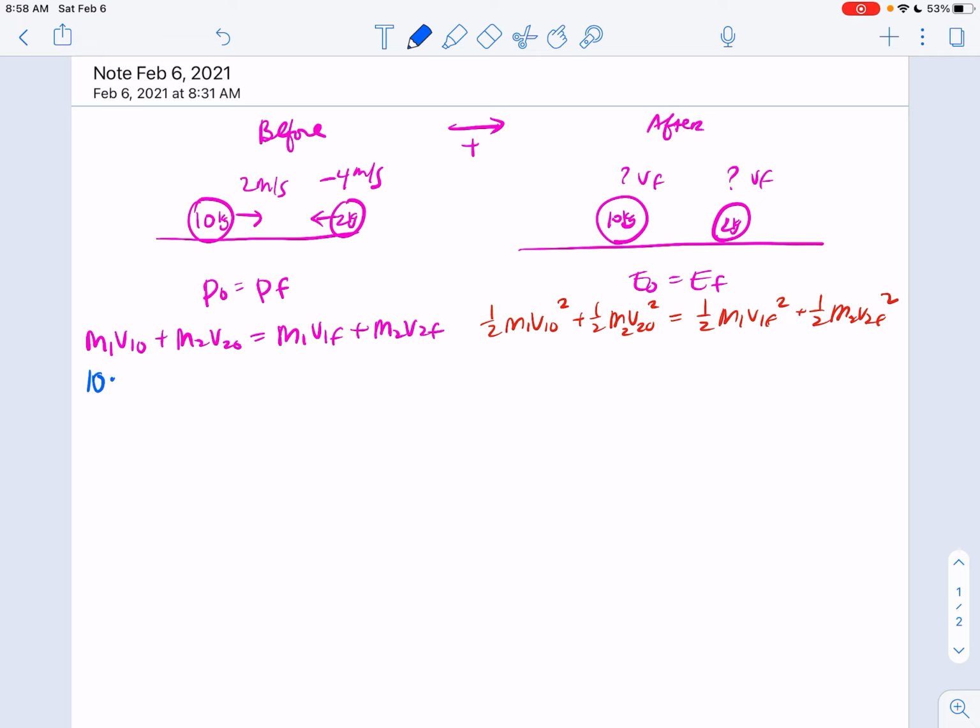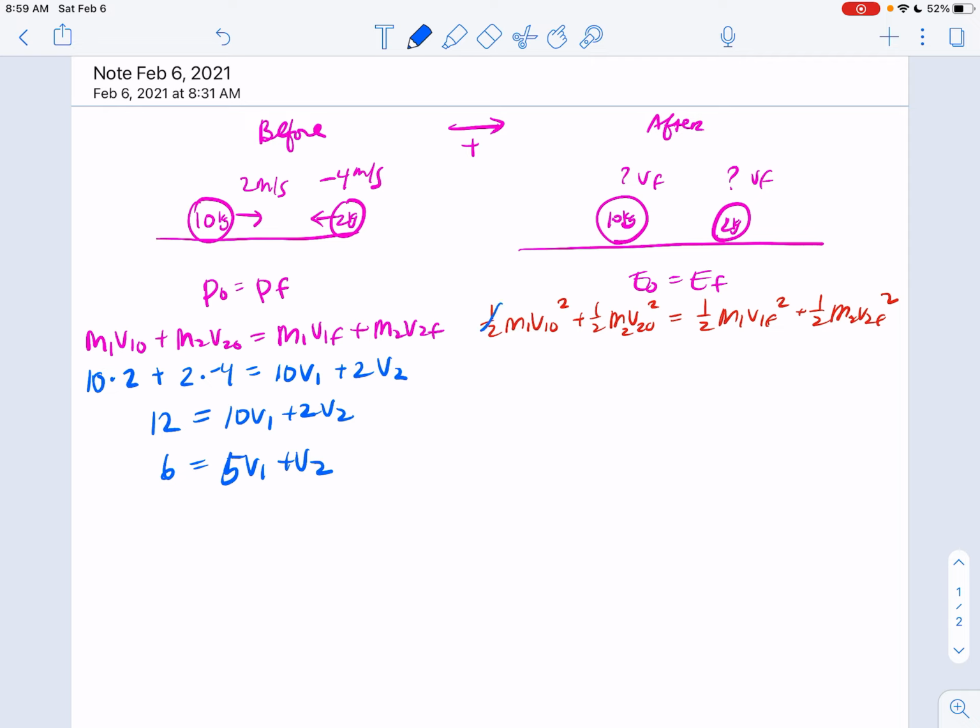So I'm going to have 10 kilograms times 2 meters per second plus 2 kilograms times negative 4 meters per second, which is going to equal 10 V1 plus 2 V2. I'm also going to drop the F subscript at this point, because that's the only one there's going to be, as final. So 20 plus negative 8 is going to be 12, equals 10 V1 plus 2 V2. Then I can just divide everything by 2, which is convenient: 6 equals 5 V1 plus V2. That makes it a little bit cleaner.